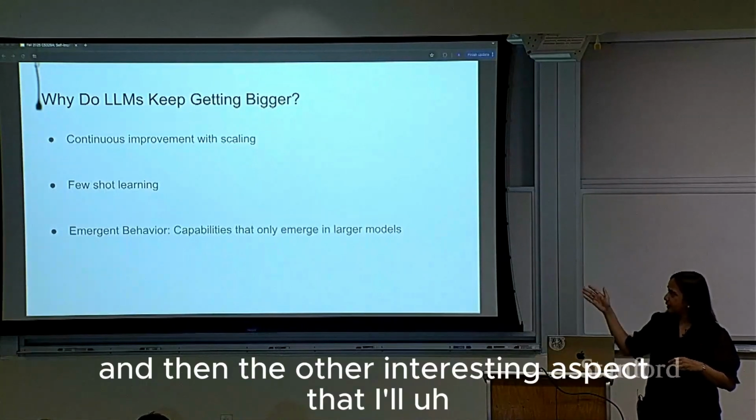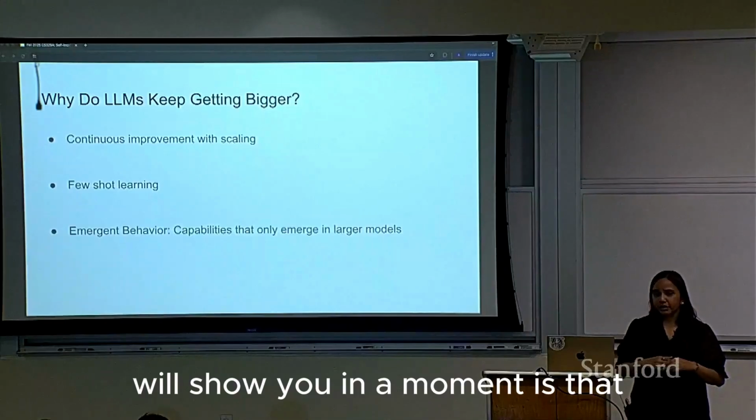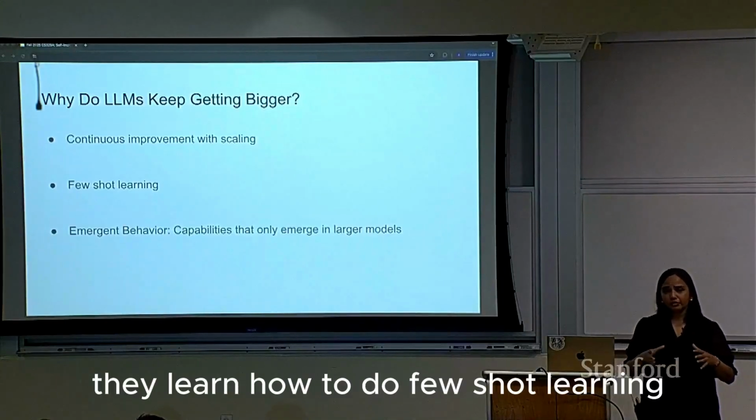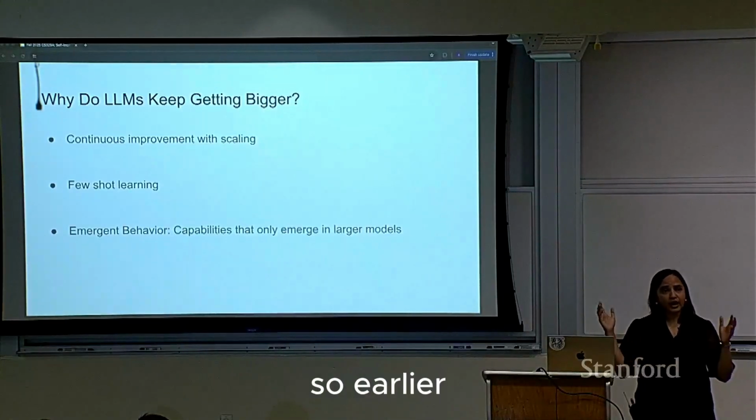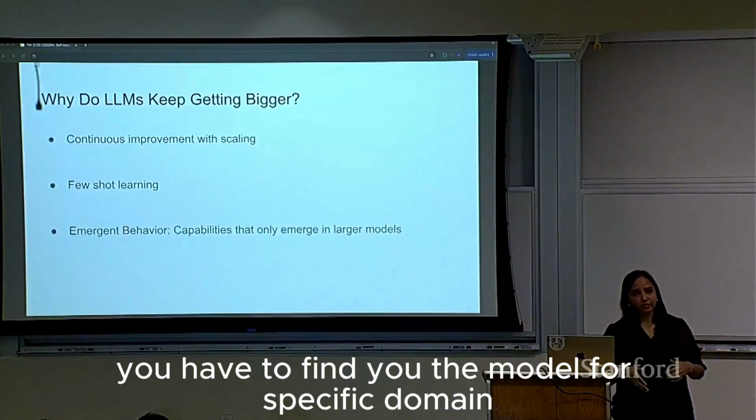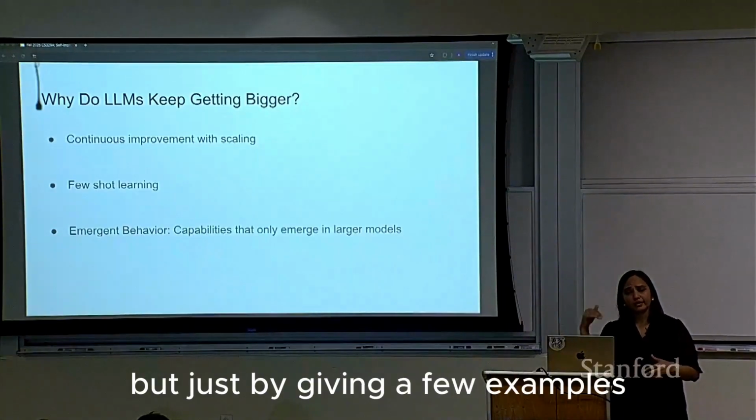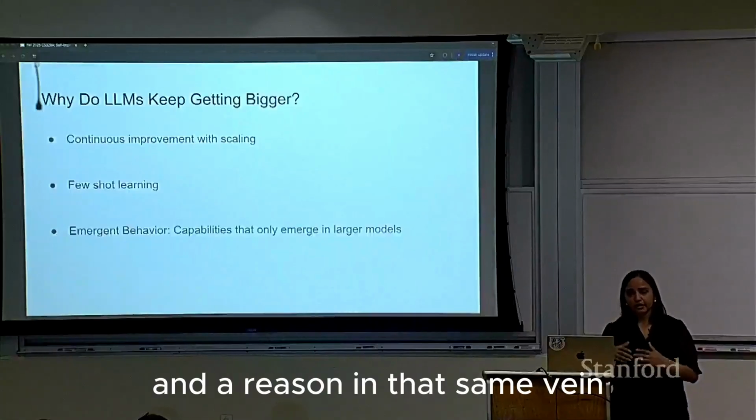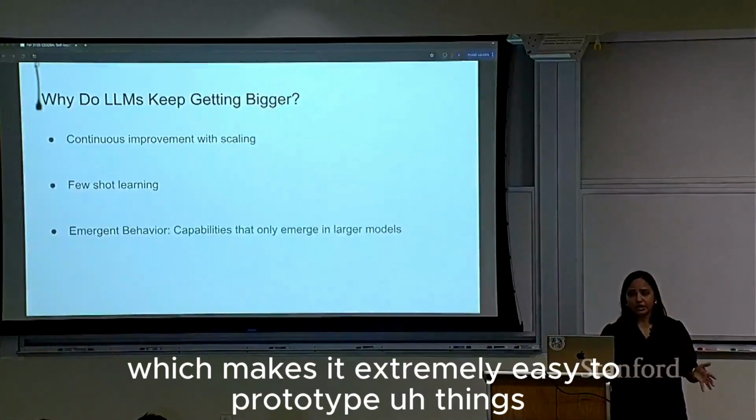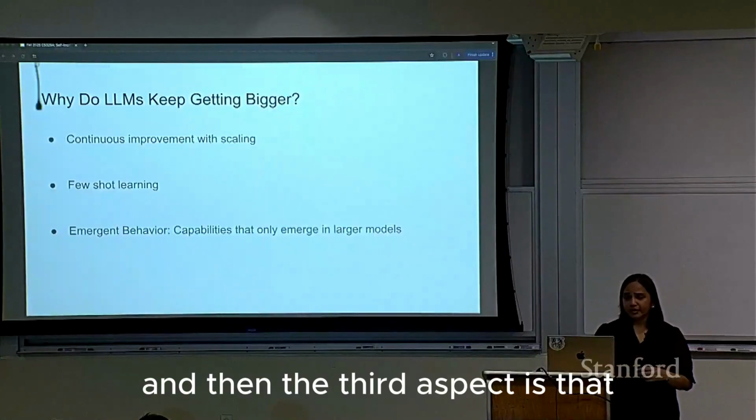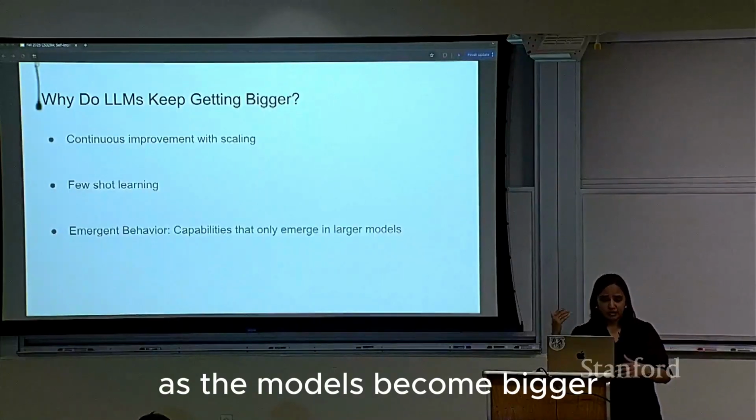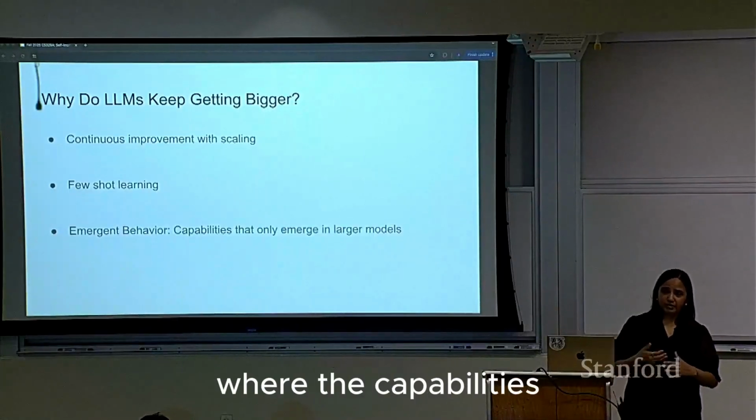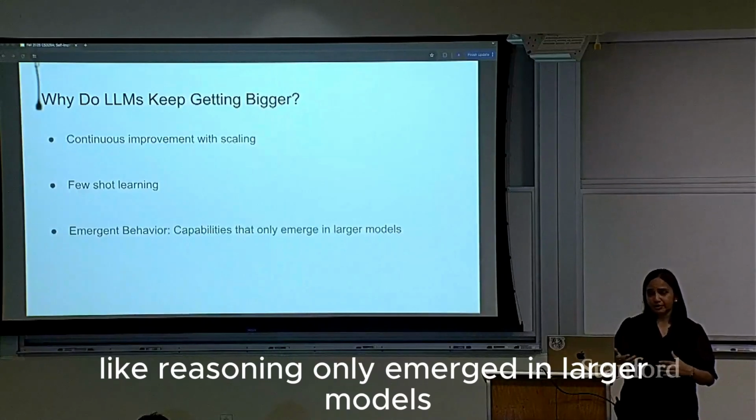And then another interesting aspect that I will show you in a moment is that they learn how to do few-shot learning. So earlier you had to fine-tune the model for a specific domain, but just by giving a few examples, the model can follow that template and reason in that same vein, which makes it extremely easy to prototype things. And then the third aspect is that as the models become bigger, they have emergent behavior, where capabilities like reasoning only emerged in larger models.